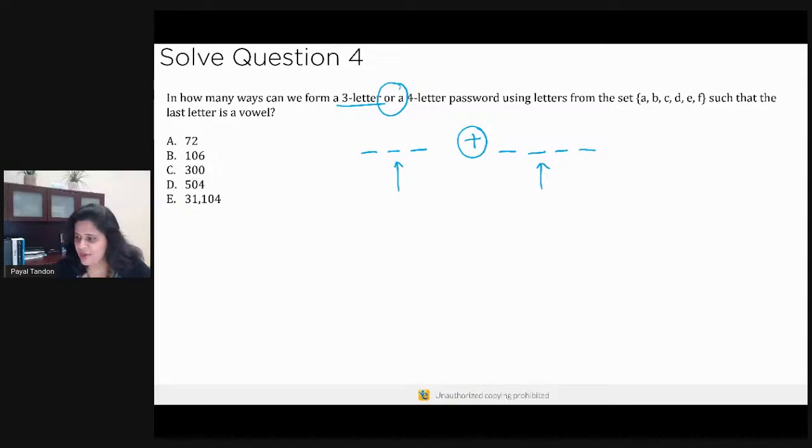Now, for the 3-letter password, we have the same constraint, 6 letters, last one will be a vowel. So you have the same answer as before, 72. For this one over here, you'll have 6 times 6 times 6 times 2. The correct answer over here is the addition of the 2, which is 504.